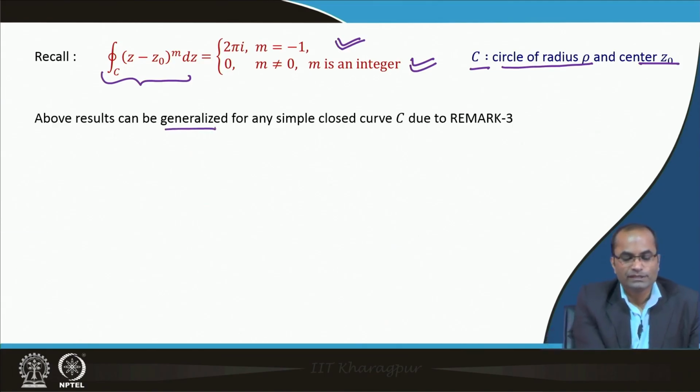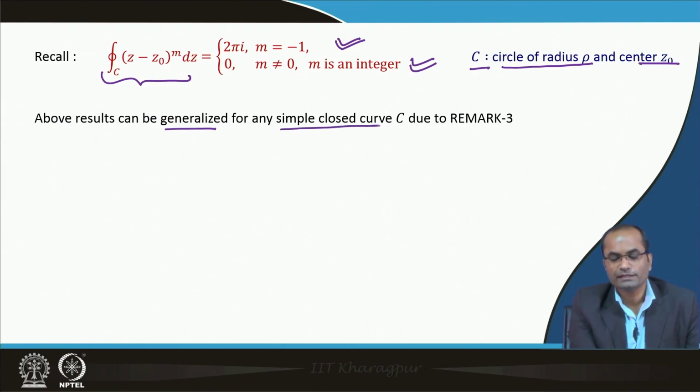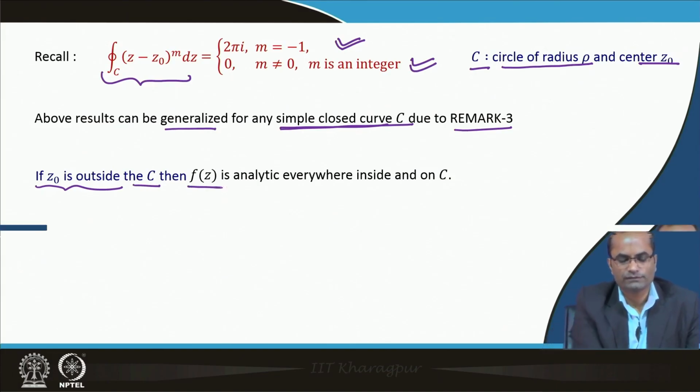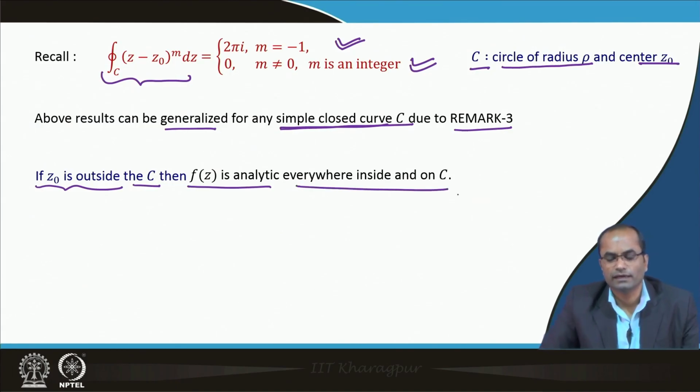So, the above result can be generalized for any simple closed curve, not necessarily the circle of radius rho and center z naught, but for any simple closed curve C, and this is all because of the previous remark. So, if z0 is outside the curve C, for instance, then there is no issue, because f z is analytic everywhere inside and on C.